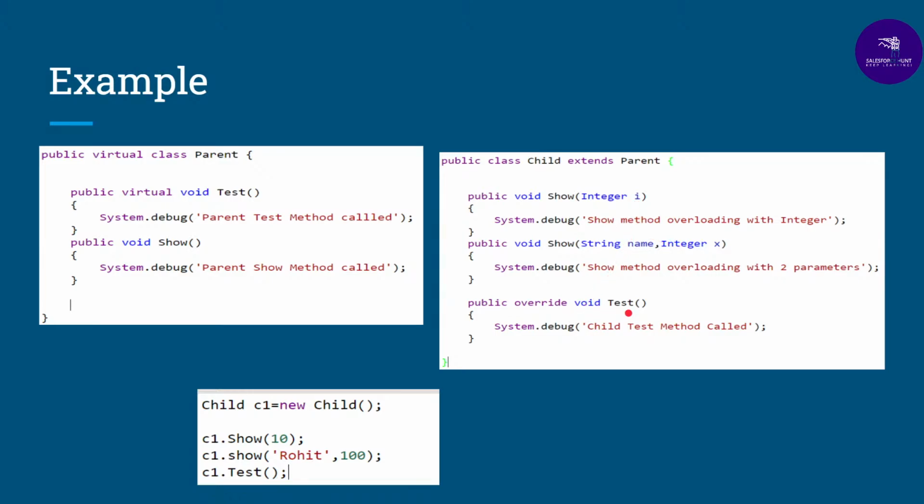Now you can see in the last method we have the override keyword. So if you want to override this method from parent to child, you can use this keyword override and you can override this method. So how to do that, let me show you.